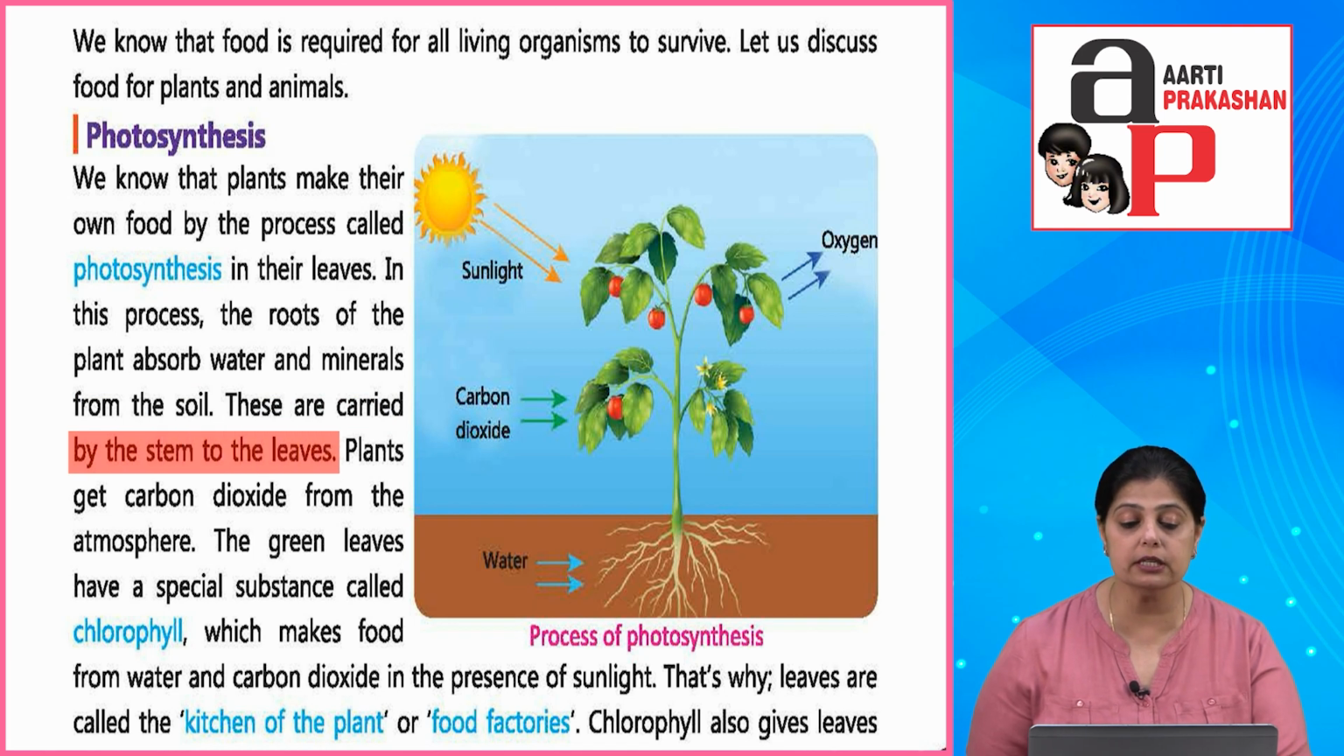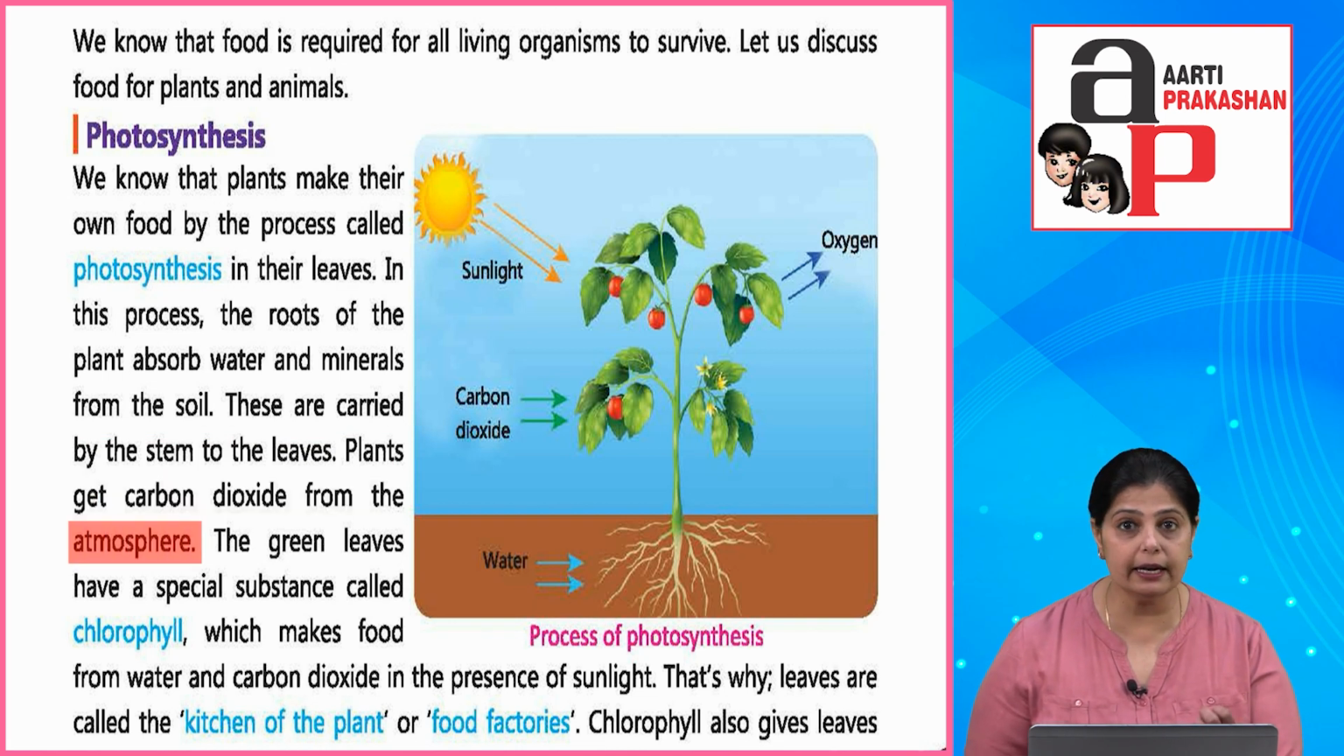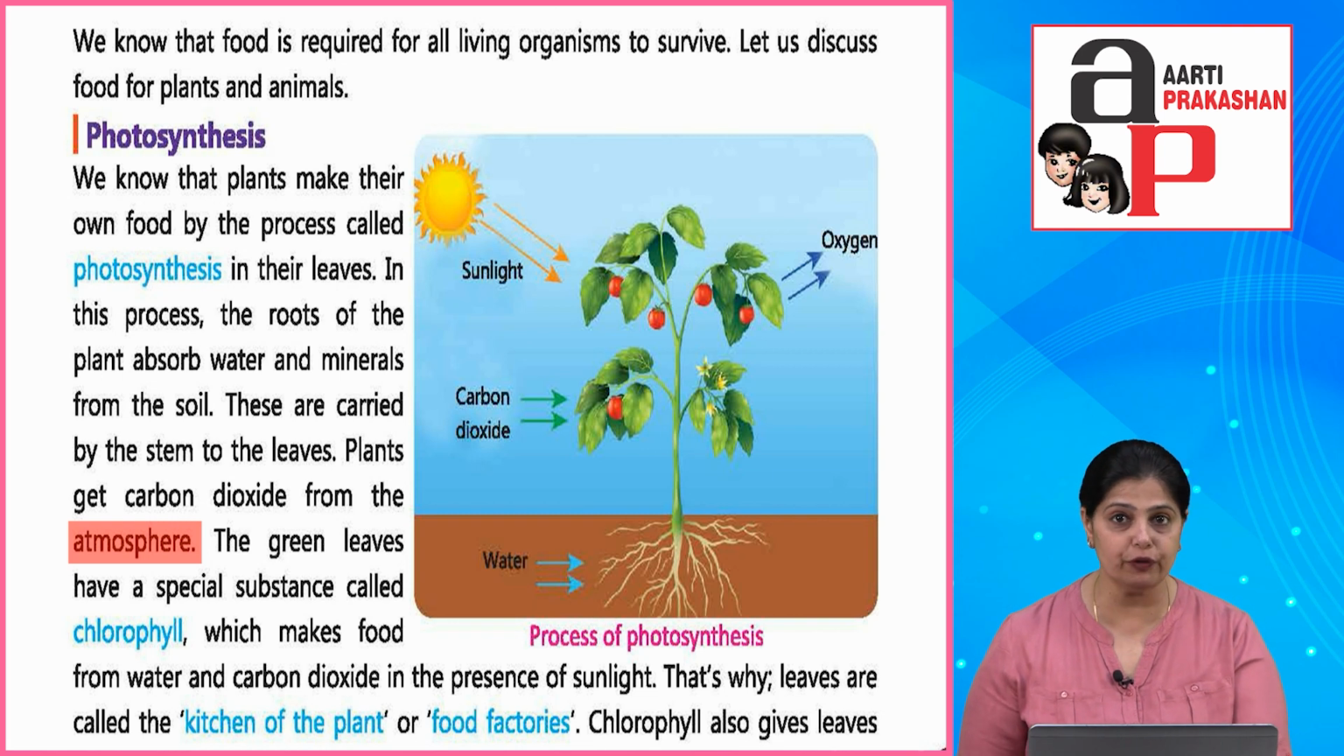So what happens is, the very first thing in the process of photosynthesis is that the roots absorb the water from the soil. Along with the water, they get the minerals from the soil. Okay, after that, the water and minerals, with the help of the stem, go to the leaves. Plants get carbon dioxide from the atmosphere. Okay, they breathe in the atmosphere and they release oxygen for us.